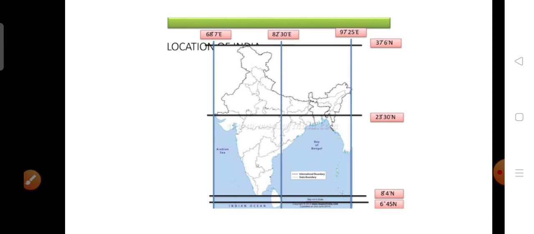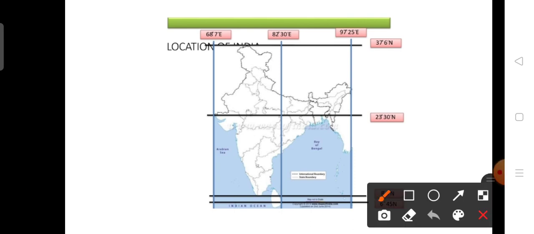Two more major latitude and longitude you have to remember, that are dividing India into two equal halves. One I am talking about is the major latitude which is passing through India. It is this one. This is your Tropic of Cancer and it is dividing India into two equal halves. Its location is 23 degree 30 minutes north, as you can see in the figure.